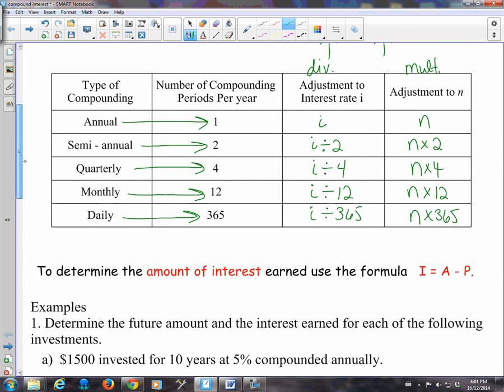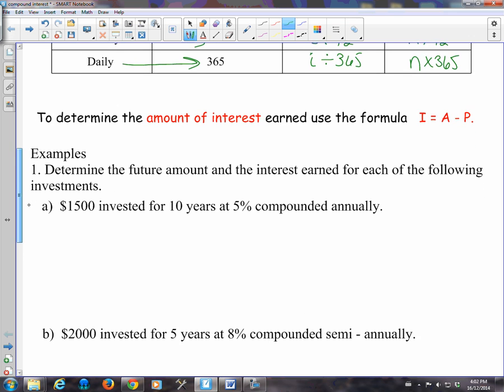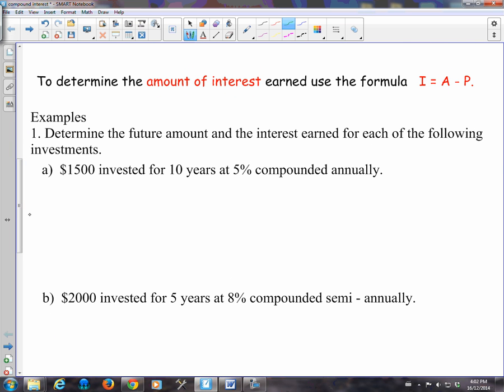Let's take a look at this formula. Be careful using this formula because it calculates the amount plus the interest, unlike simple interest that just calculates the interest. So if you want to know your interest only, you would have to take your answer and subtract the principal you started with, and that will tell you your interest only.